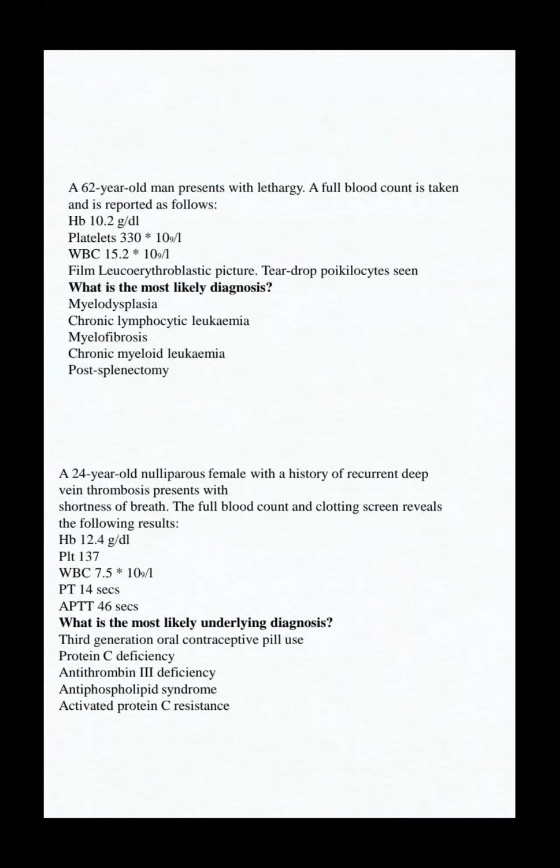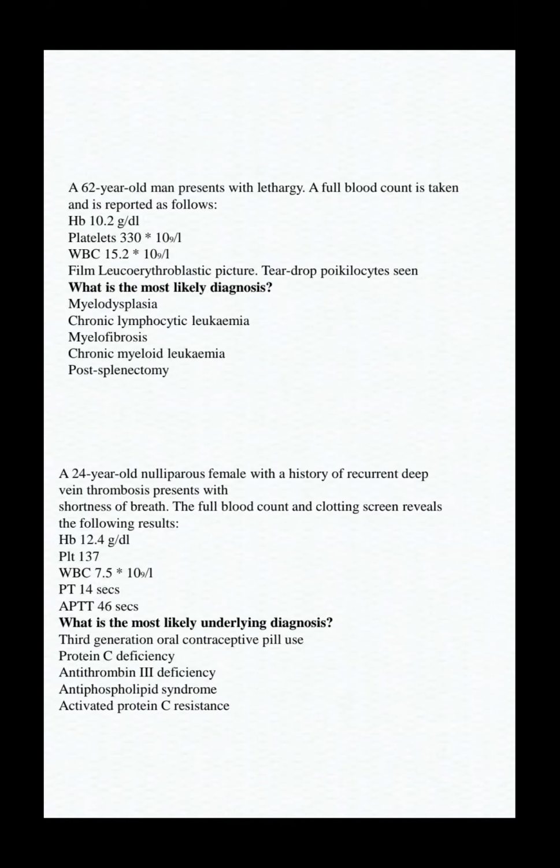A 62-year-old man presents with lethargy. A full blood count is taken and is reported as follows: Hb 10.2, platelets 330, WBC 15.2, film leukoerythroblastic picture, teardrop poikilocytes. It's an easy question. What is the most likely diagnosis? A, myelodysplasia. B, chronic lymphocytic leukemia. C, myelofibrosis. D, chronic myeloid leukemia. E, post-splenectomy.